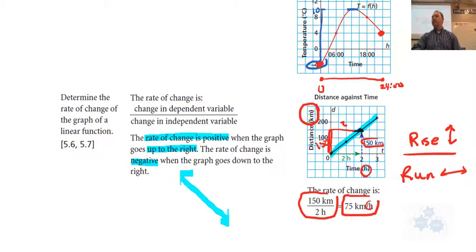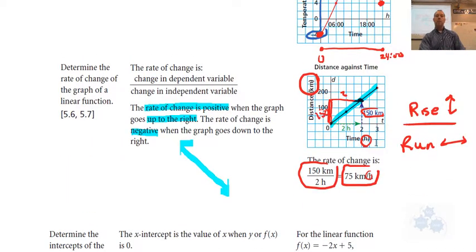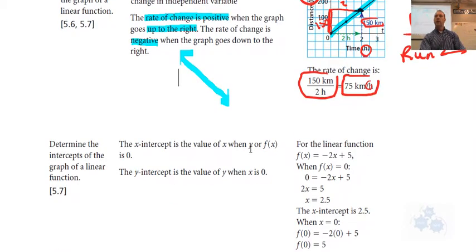Questions on that? The slope is 75, that's right. And in this question, because they're giving you units there, the rate of change would be 75 kilometers per hour. If you're just looking for the slope, the actual value of the slope would be 75. Okay, any other questions?